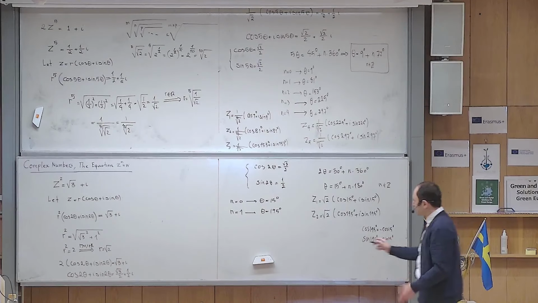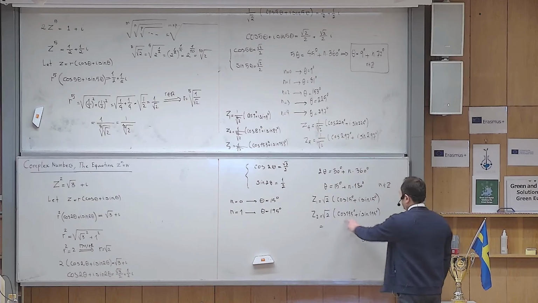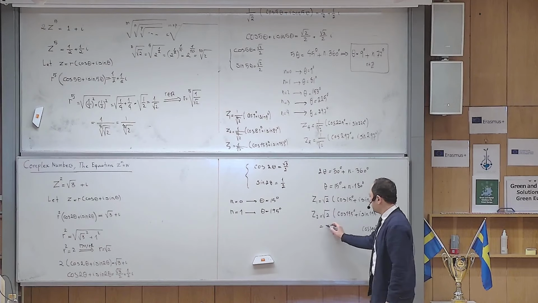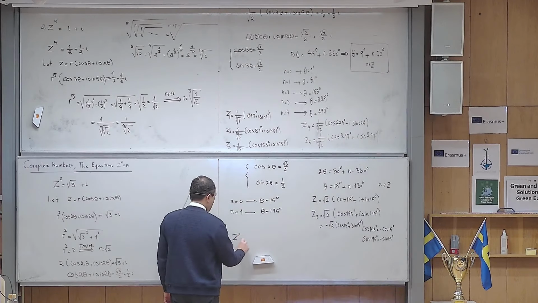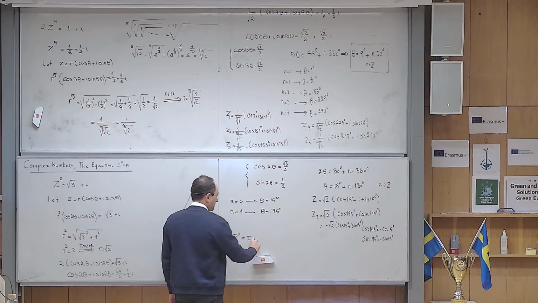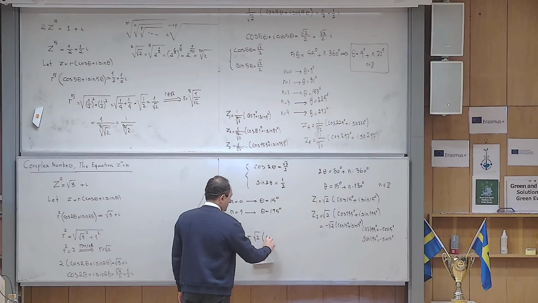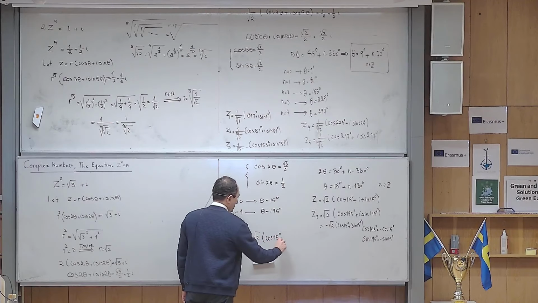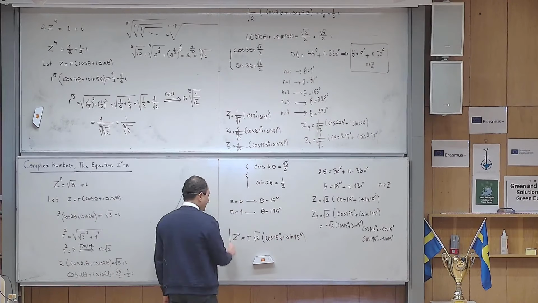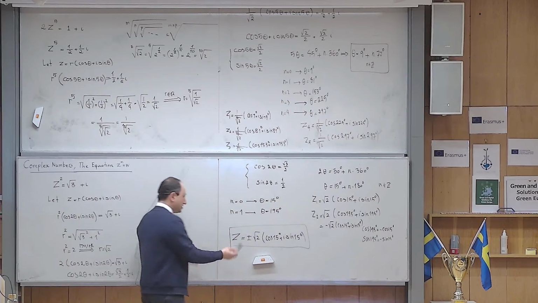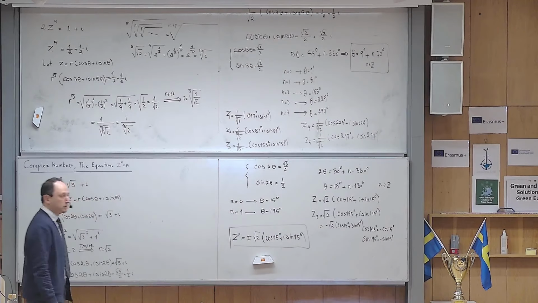So if you want, from here and here, you can pull a minus sign out. It becomes minus the square root of 2 cosine of 15 degrees plus i sine 15 degrees. So if you want, you can write the answer z is plus or minus square root of 2 cosine of 15 degrees plus i sine 15 degrees. That's one possible way of writing in which you can see really they are opposite to each other.